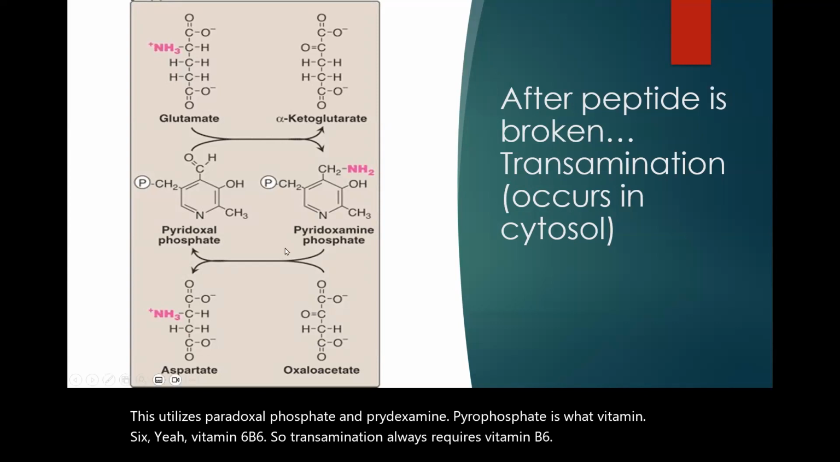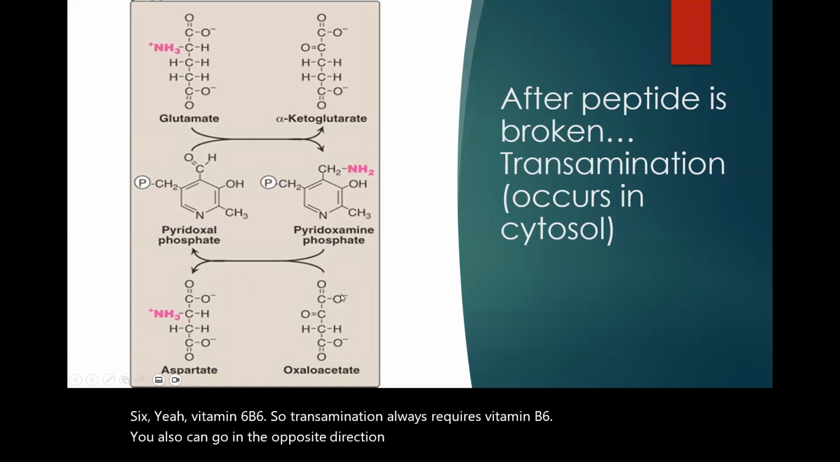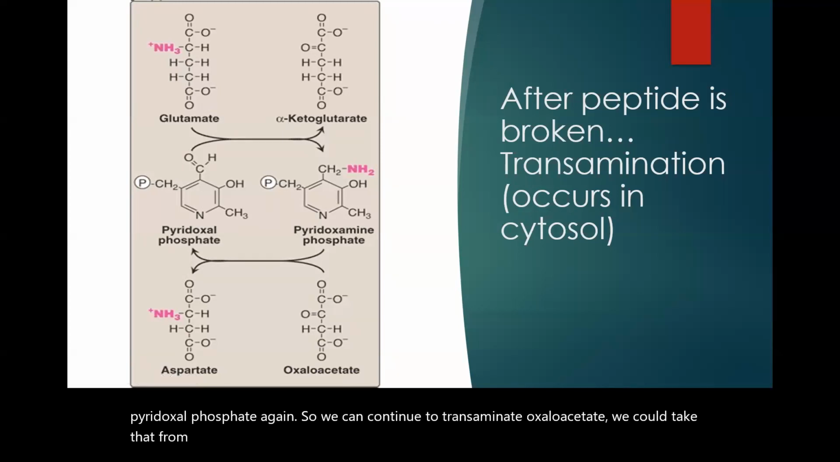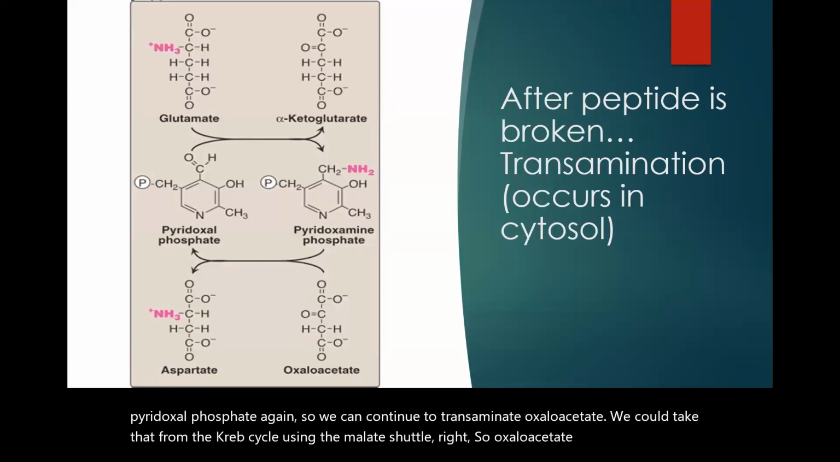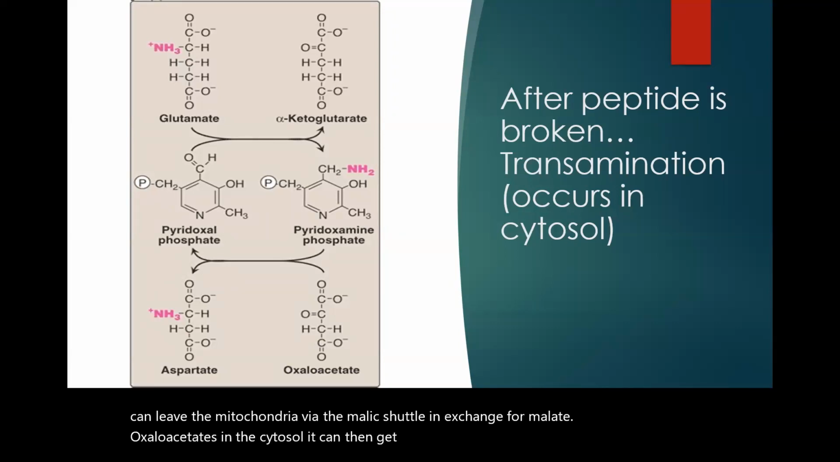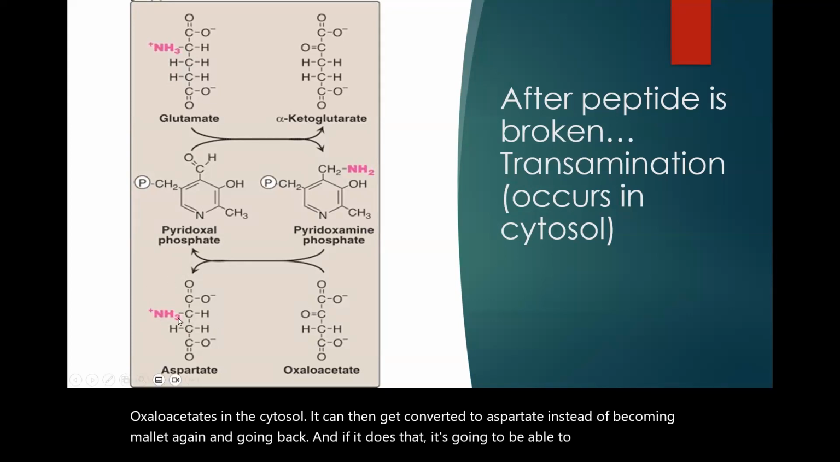You also can go in the opposite direction. So we can see that oxaloacetate regenerates pyridoxal phosphate again, so we can continue to transaminate. Oxaloacetate, we could take that from the Krebs cycle using the malate shuttle. Oxaloacetate in the mitochondria can leave the mitochondria via the malate shuttle in exchange for malate. Then oxaloacetate in the cytosol can get converted to aspartate instead of becoming malate again and going back. And if it does that, it's going to be able to hold an amino group.